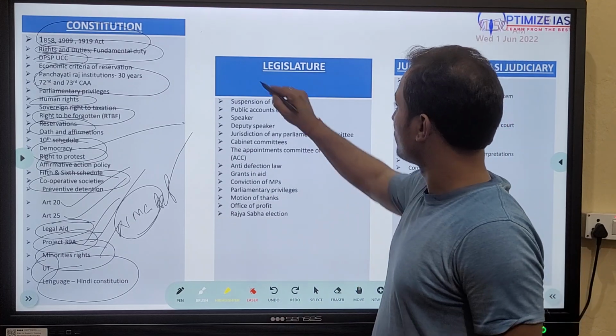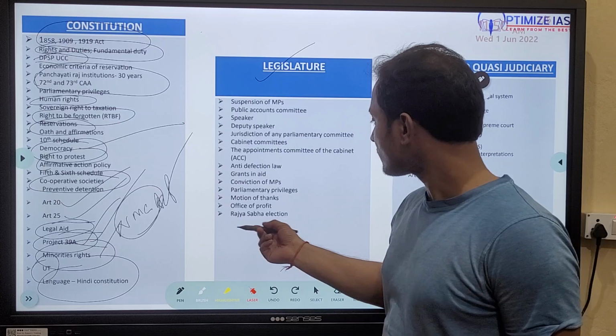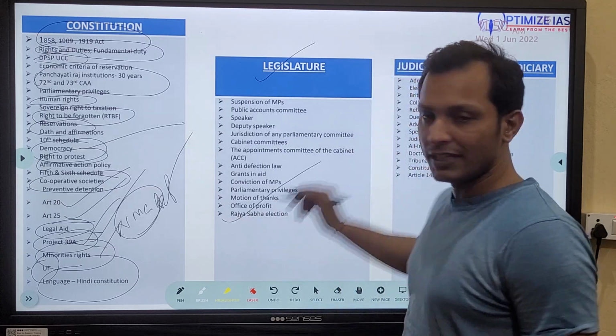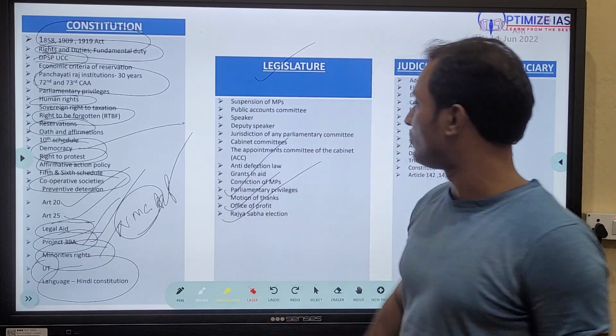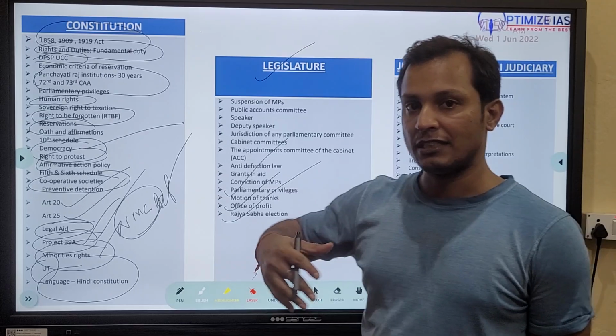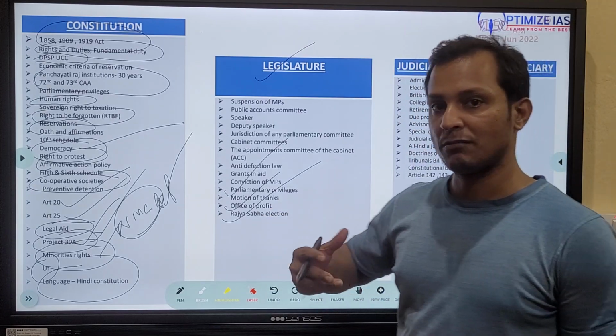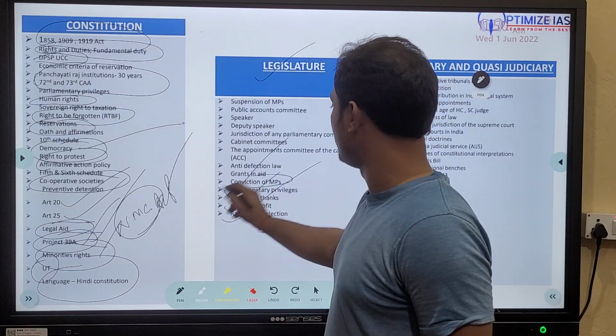Then let us see what is important in the legislature, guys. This year, Rajya Sabha elections are very important. Office of profit is very important. Parliamentary privileges are very important. Then criminalization of politics in Parliament is very important.